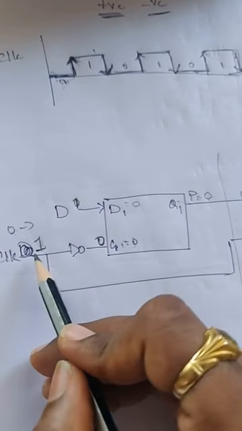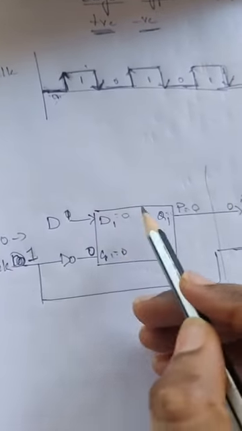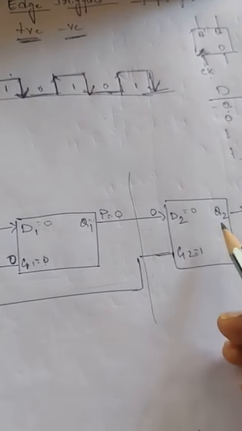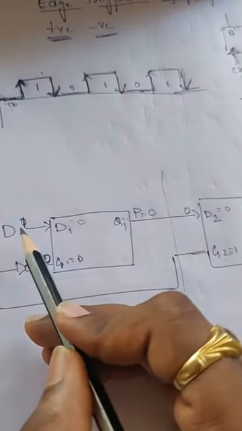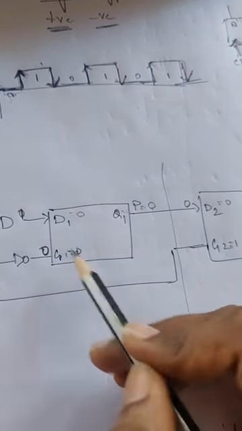So when clock is 1, only this will be active. When clock is 0, only this will be active. So when the clock is 1, this part is active, right? So when this part is active, whatever input you give to D, no matter what, it never takes into consideration. This will be completely deactive.